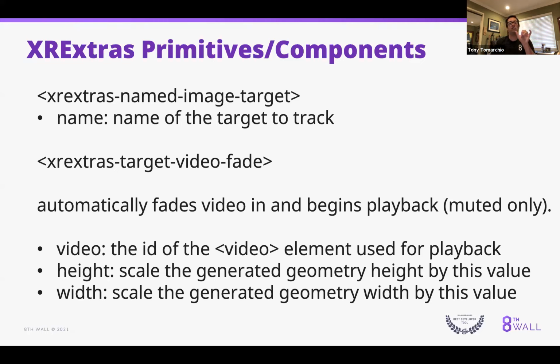So if I want to have a video and a 3D model, I could have a video and a 3D model both as children. They can both track the same image target, but maybe I want to have one positioned to the left and one positioned to the right, so they both show at the same time. They both go on, they both go off at the same time. So that's that. XRExtras target video fade.